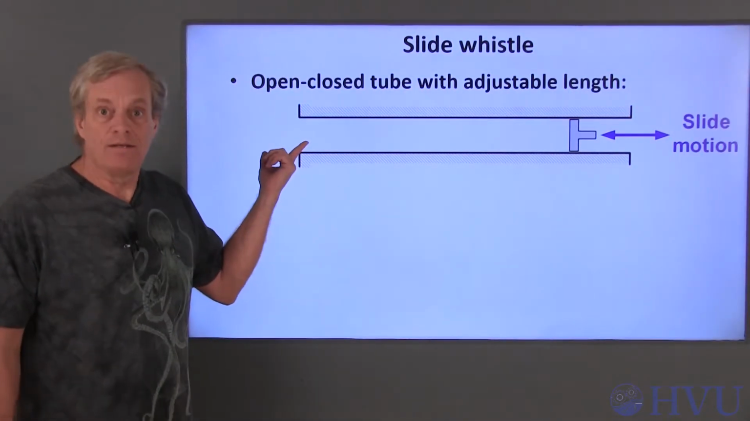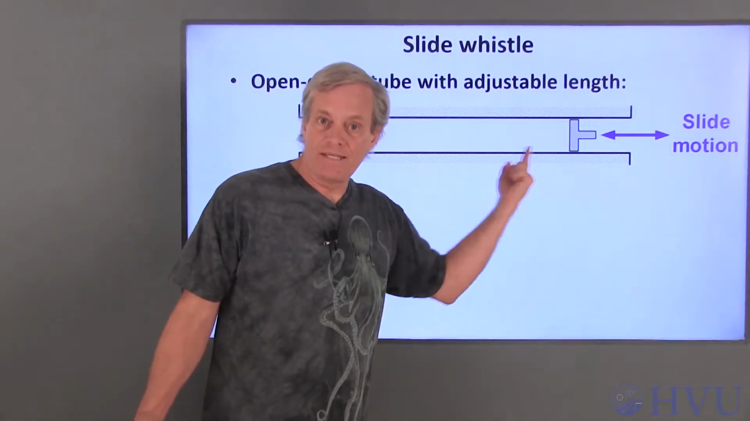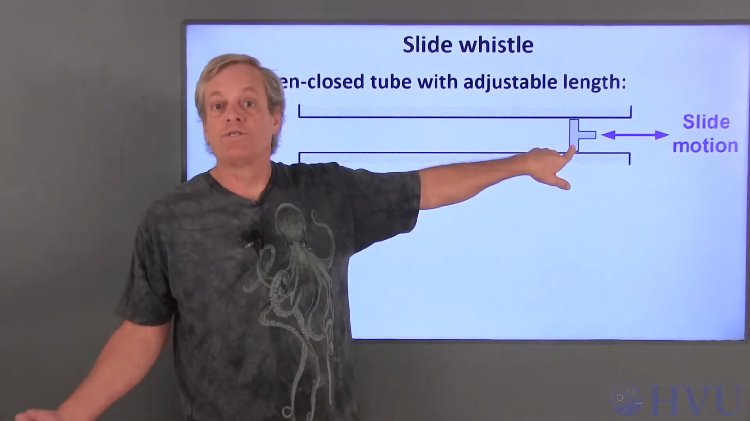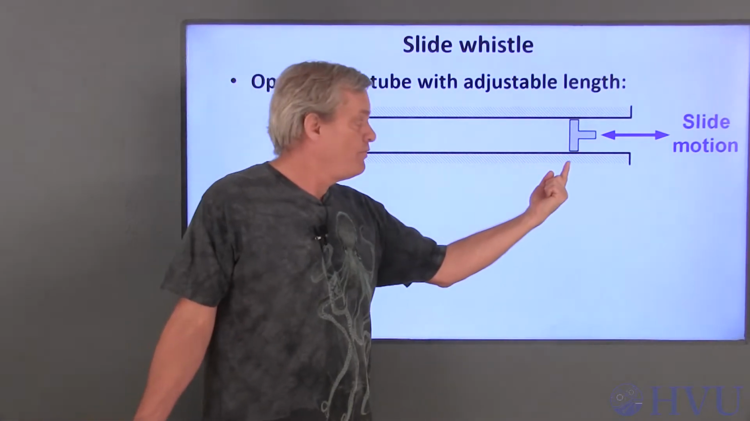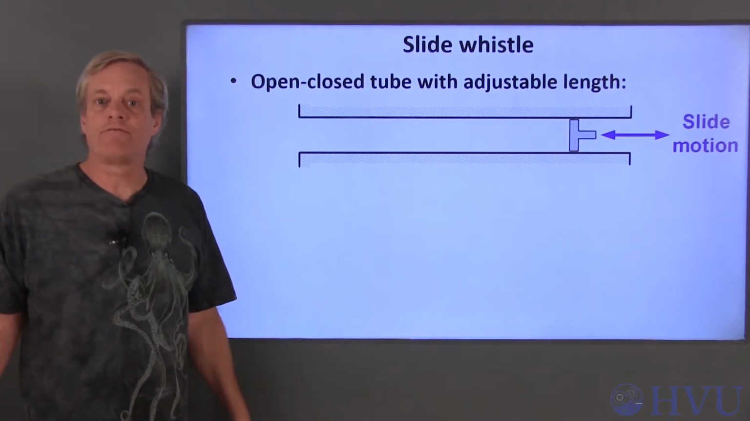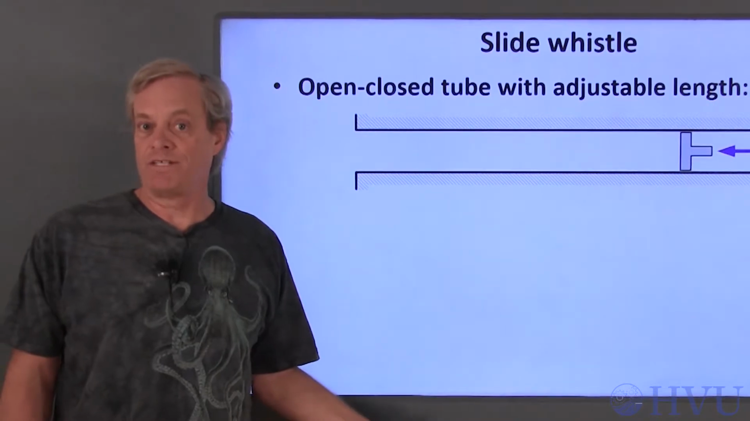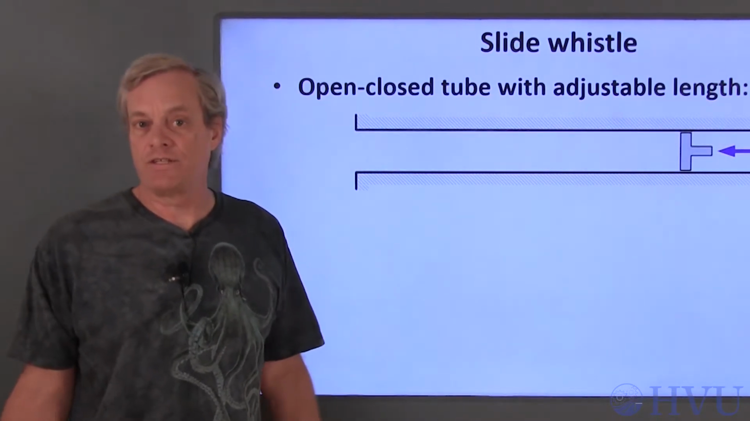The fipple end acts like an open termination. The slide moves a piston that doesn't allow any flow, so the other end is closed. Moving the slide back and forth changes the length, which changes the wavelength of the standing wave in the whistle. The changing wavelength causes the whistle to resonate at a different frequency, which changes the tone of the sound.